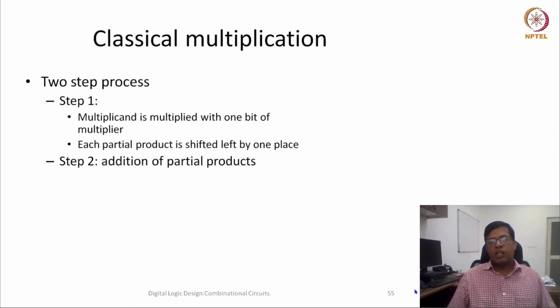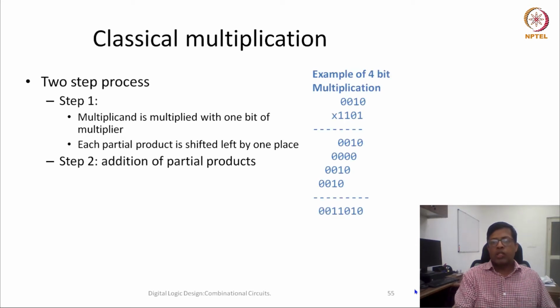Multiplication we have seen multiple times during this whole course, in module 1 and in module 3, and now we are again taking this concept of multiplication, and this slide is taken from the module 3 slides. We have seen that multiplication is a two-step process. In step 1, the multiplicand is multiplied with each bit of the multiplier and a partial product is generated, and then we add the partial products.